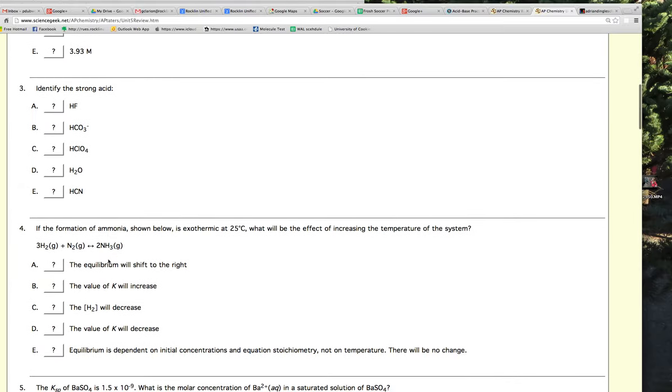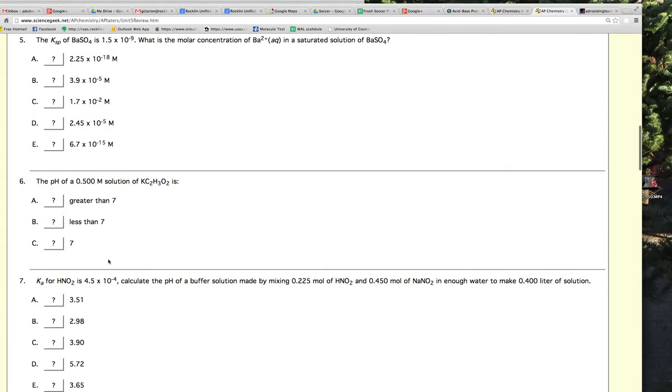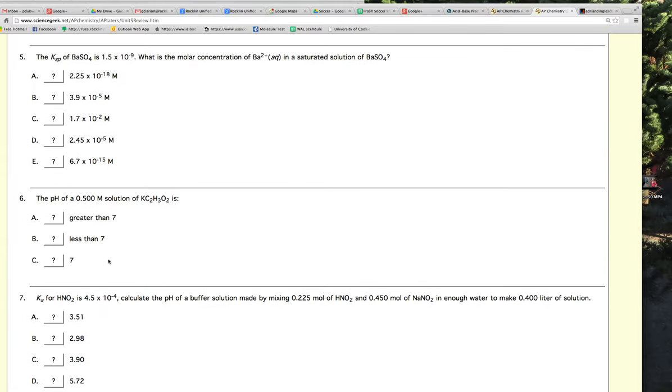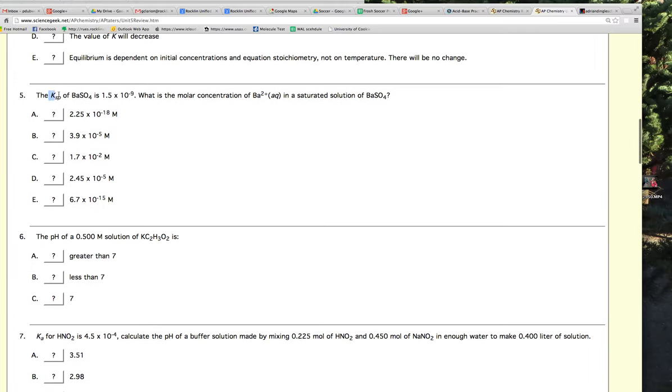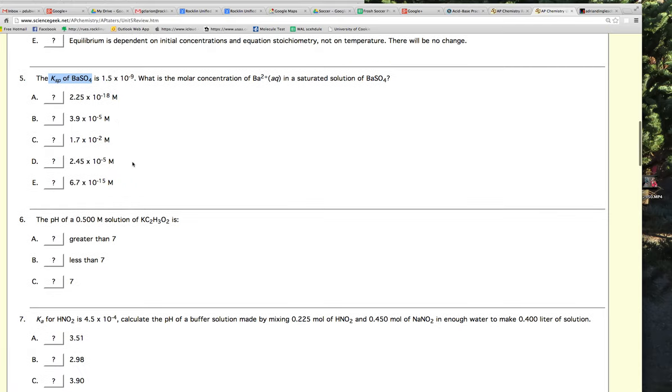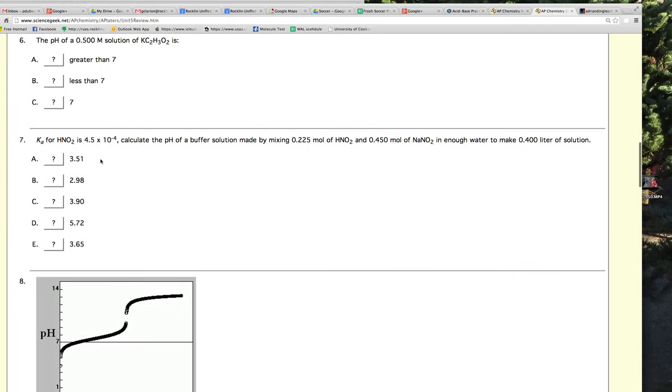Anyways, he's got lots of good questions in here, some on equilibrium, some on solubility. If it doesn't look like it applies to acid base, like this one right here doing Ksp, you can skip it. You can always come back to this site and use it to study for the final exam. But you can see right here, there's some great questions on it.